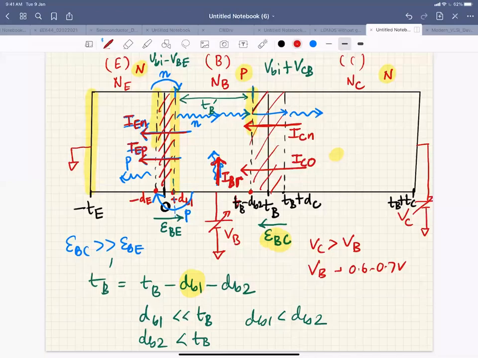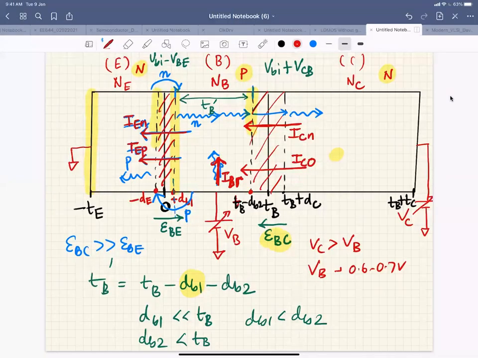Sir, this current ICN, is it because of the drift of the minority carriers in the base towards the collector? No, minority carriers do not drift because there is no electric field. They will diffuse, right? Yeah, this IC0 is my minority carriers drifting, right?